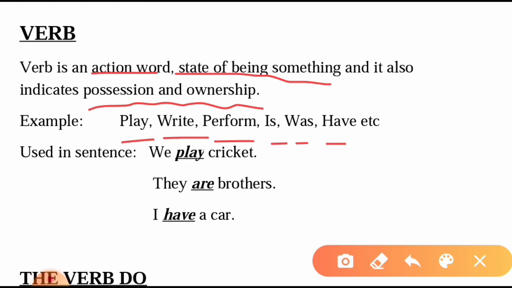As we usually know, in a sentence we need three things: subject, verb and object. So now, we is the subject, and cricket is the object. So play here is a verb. Which type of verb, whether it is do, be or have, we are going to understand in a bit. Another example is they are brothers. So are is the verb here. I have a car, so have is the verb in this sentence.